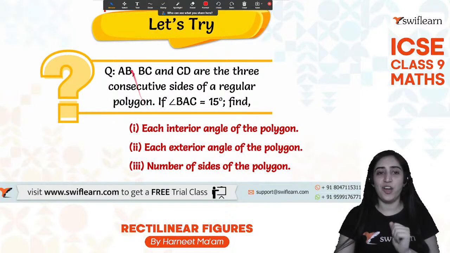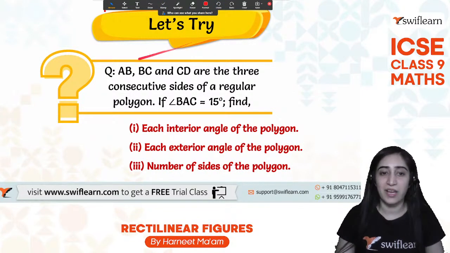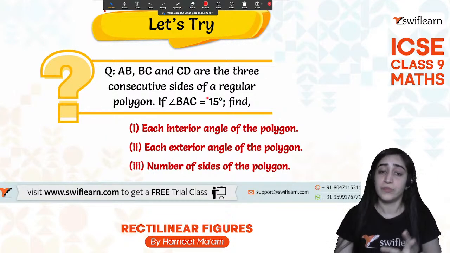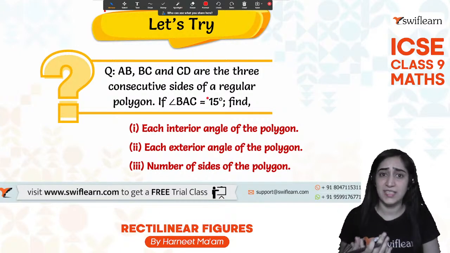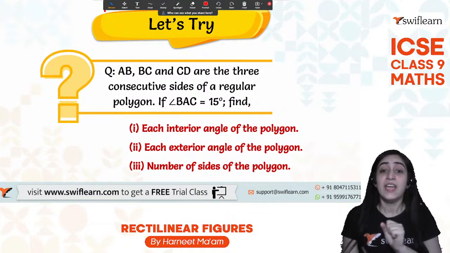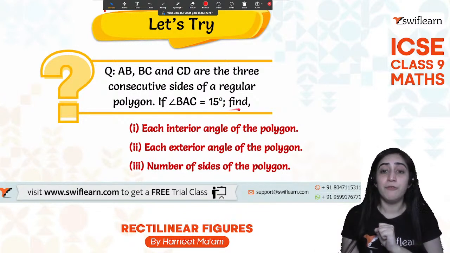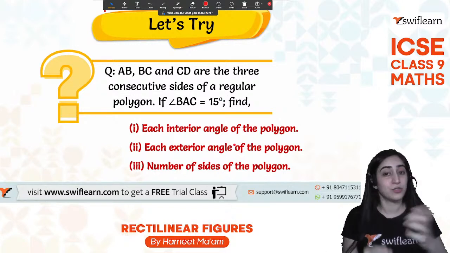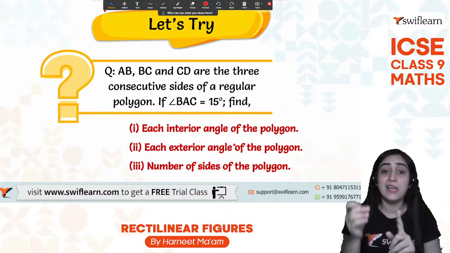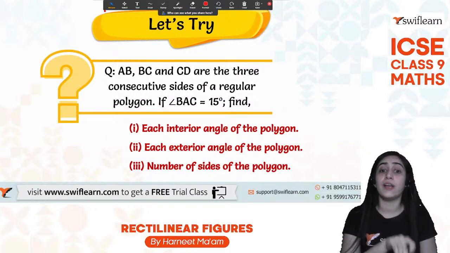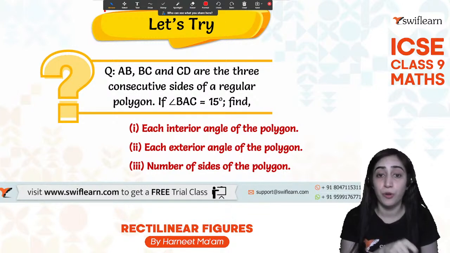Moving on to the next question. Let's see how many of you can do this. It says AB, BC, CD are 3 consecutive sides of a regular polygon. I don't know how many sides the regular polygon has, but 3 consecutive sides are given. If angle BAC is 15 degrees, we need to find each interior angle of the polygon, each exterior angle of the polygon and the number of sides of the polygon. So it's simple: one angle is given, and I have to find each interior angle, each exterior angle, and also the number of sides.